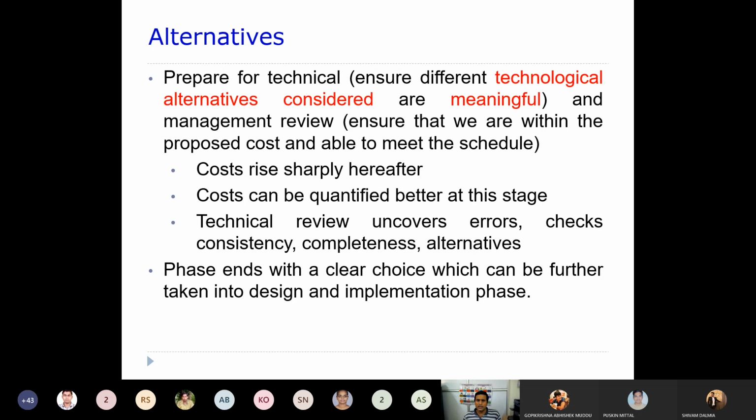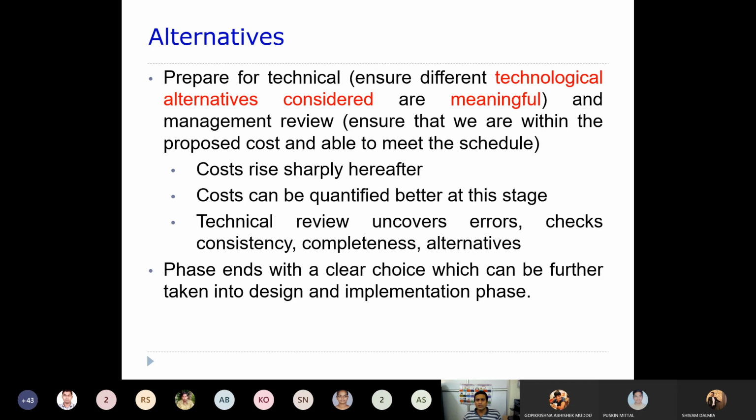So, prepare for technical and management reviews. As part of any design phase, whatever alternatives we have chosen, you should be ready for technical as well as management reviews. As part of the technical review, you check whether the technological alternatives we have chosen are meaningful or not, whether they are worthy or not.